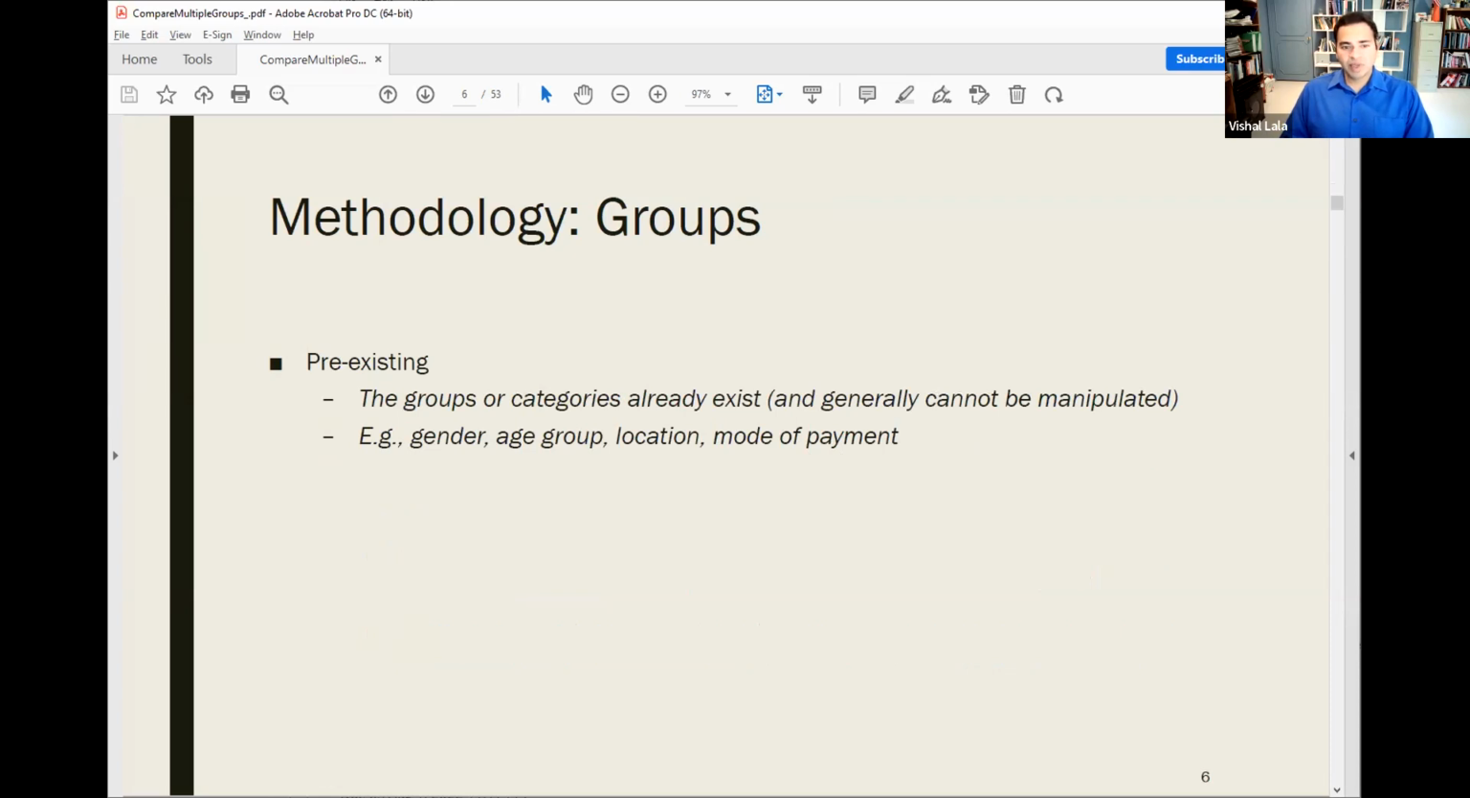The groups may also be pre-existing. For example, certain demographic categories cannot be manipulated. For instance, there are things that somebody has that are pre-existing, like gender or age group, or where somebody lives, or where somebody was born, their mode of payment, their country of origin. These are pre-existing groups. To compare these again, one could use ANOVA.